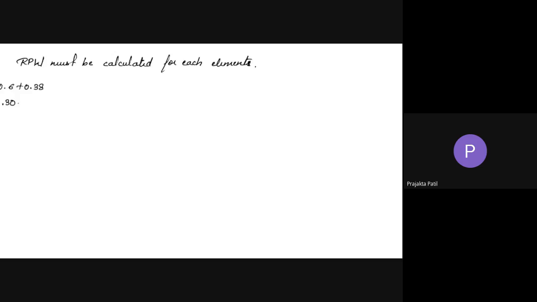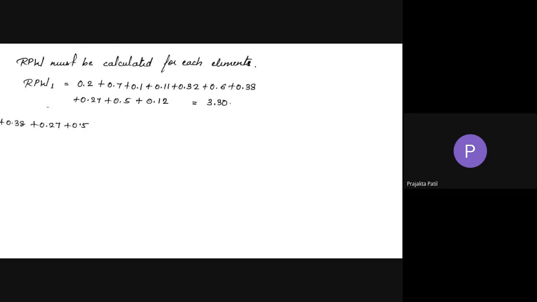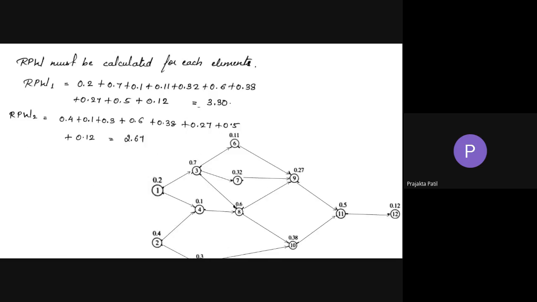This is the diagram that we have. That is the precedence diagram. Once you have drawn the precedence diagram correctly, the next step is to calculate the RPW value.